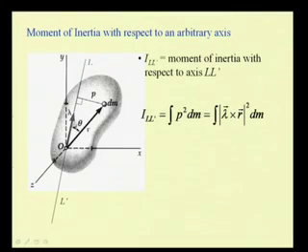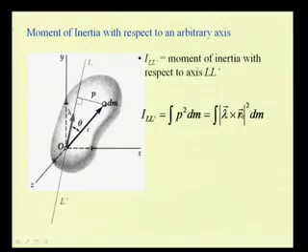So, lambda vector is the unit vector along this L prime axis, and r vector is the position vector of this mass element with respect to this origin. So, if we try to expand this term and write in terms of its components, then we can get a relation between this second moment with respect to L prime to the second moment with respect to the principal axes.